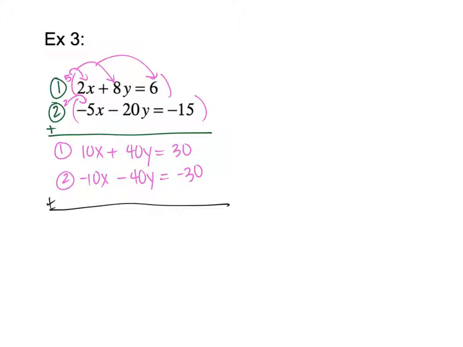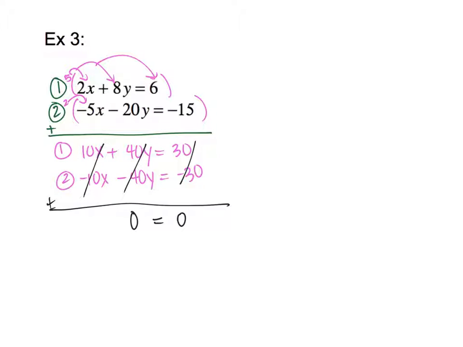That this time around, not only the x's cancel out, not only the y's cancel out, but the constants cancel out. Like that's a positive 30 added with a negative 30. Everything cancels out. So that means I have 0 on the left-hand side and 0 on the right-hand side. Well, we do know that 0 does equal 0, so this does make sense. So we can't say this is no solution.